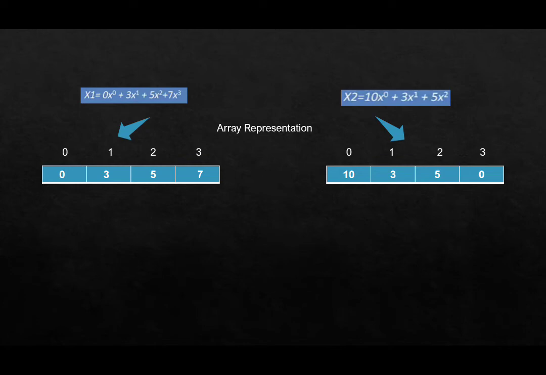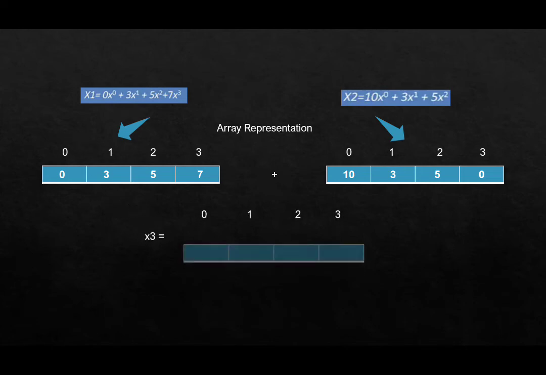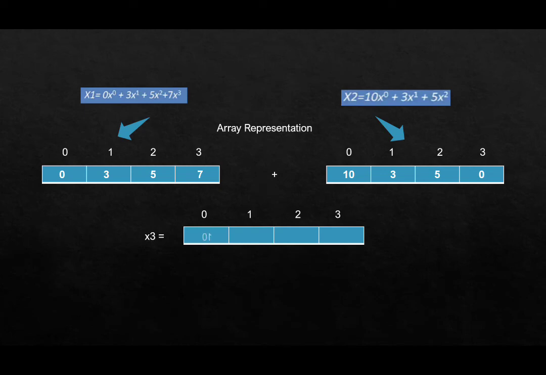In x1 there is no coefficient for the exponent with index 0, and in x2 there is 10 as coefficient for exponent 0. Therefore in x3, 0 plus 10 is equal to 10 as coefficient for exponent 0. And next we consider index or exponent 1. In x1 there is 3 as coefficient and in x2 there is 3 as coefficient. So 3 plus 3 is equal to 6 as coefficient in x3 with the corresponding exponent 1.